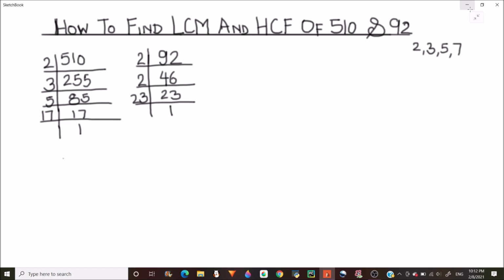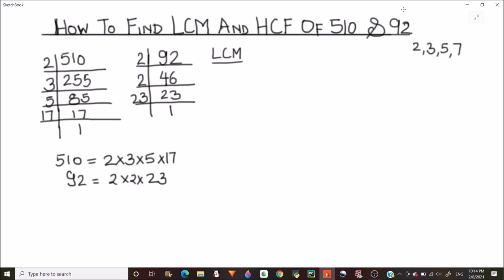Now we are going to write the factors of both the numbers. Now first we'll find the LCM of these numbers. For that we are going to write the numbers like this. So for finding the LCM, we need to first find the common factors in between the two numbers. So here we see that there is only one common factor, which is 2. So we'll circle the common factors here.